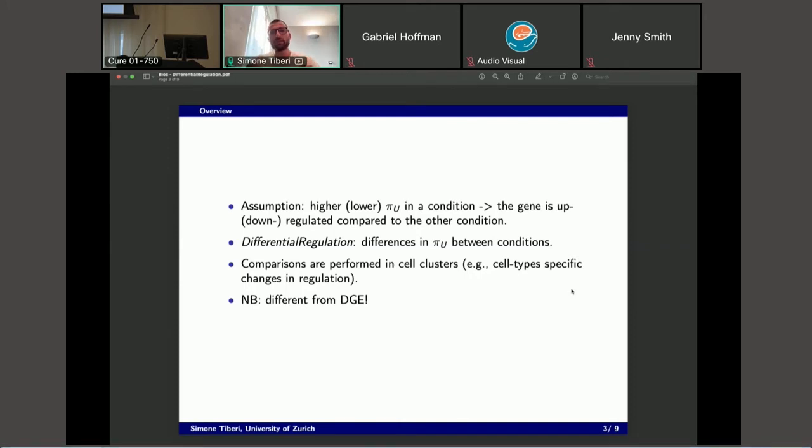Now, just keep in mind that this is very different from differential gene expression studies, because there you would look for changes in the total abundance of spliced reads. Here, we don't really care about the total abundance of spliced reads. We just look for differences in the relative abundance of unspliced reads. So the idea is that you look for differences in the near future change, so in the direction that the spliced mRNA is taking, regardless of its total abundance.